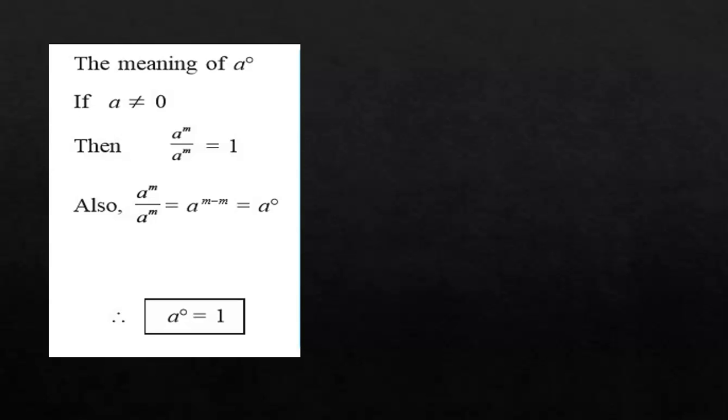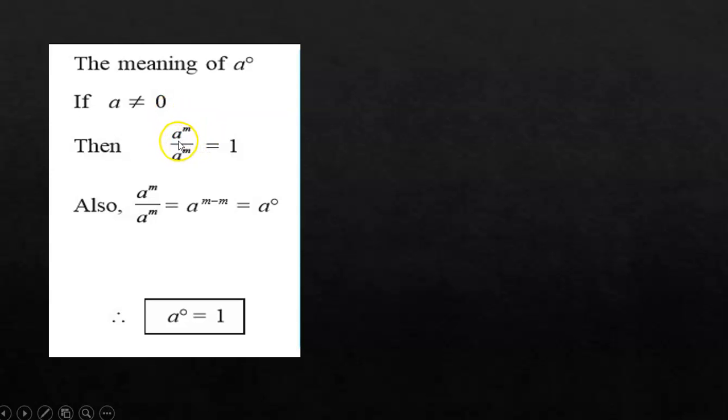The meaning of a raised to 0. If a is not equal to 0, then a raised to m upon a raised to m is equal to 1. Also, a raised to m upon a raised to m will be a raised to m minus m, which is equal to a raised to 0. Now, my dear students, this we can do when a, the base, is not equal to 0.